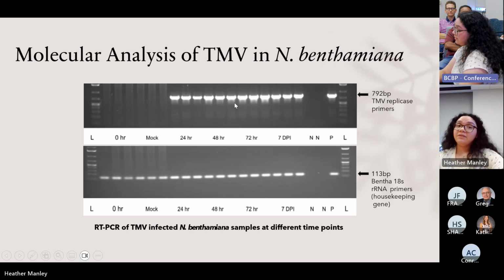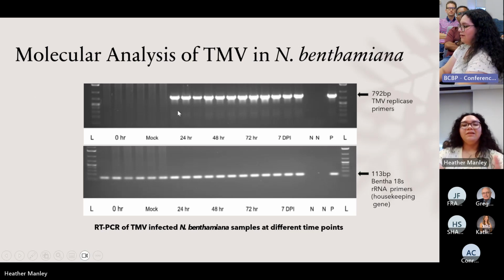And then with molecular analysis, when we ran the gel, we used 2 different primers, a replicase primer and 18S RNA primer, which is a housekeeping gene. So here, it's okay that there's no bands. That means the hypothesis was right.